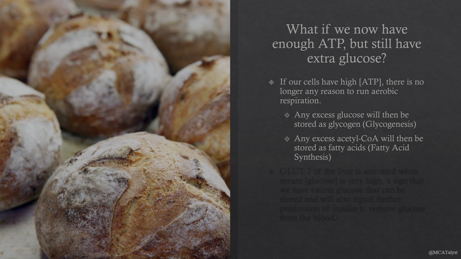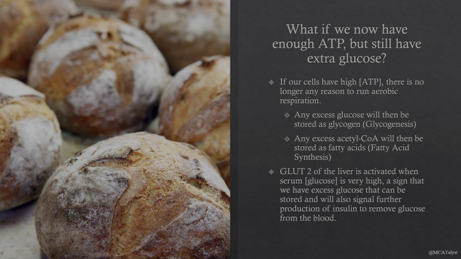We're going to talk about this in a separate video, but the liver and fat cells might actually have some extra acetyl-CoA laying around, and acetyl-CoA is going to be stored as fatty acids. So glucose is stored as glycogen, acetyl-CoA is stored as fatty acids. That's going to be the easier way to think about it on the MCAT. That's a process called fatty acid synthesis. We're going to talk about that in our next video.